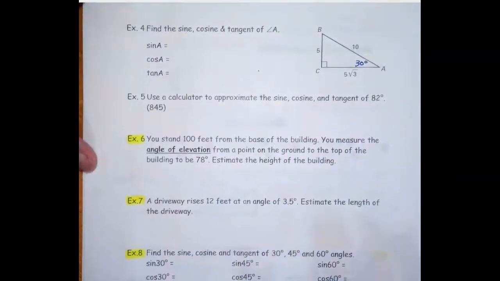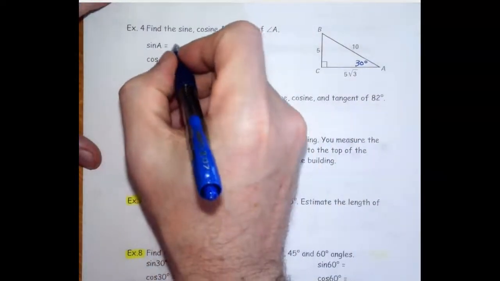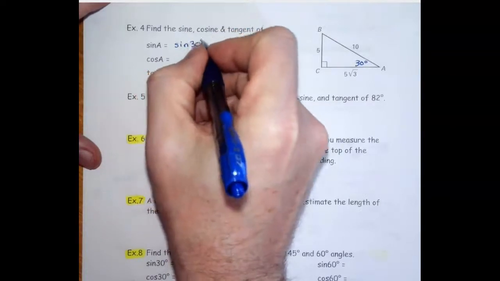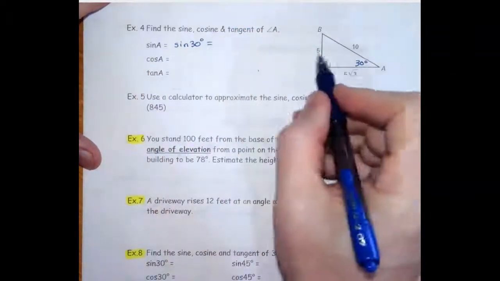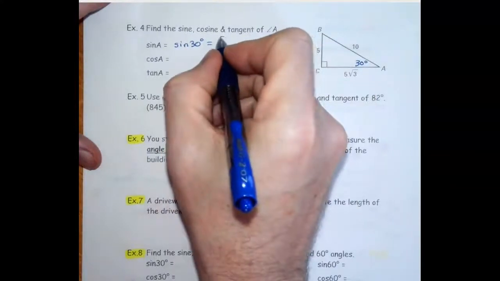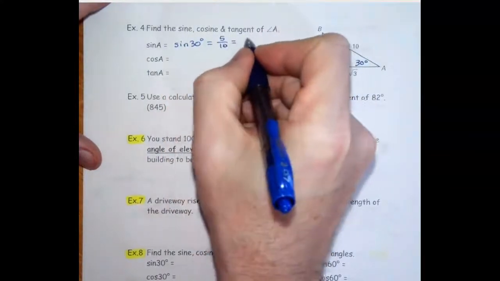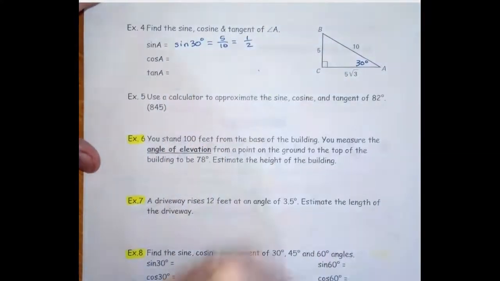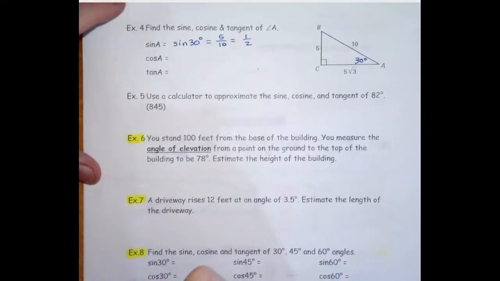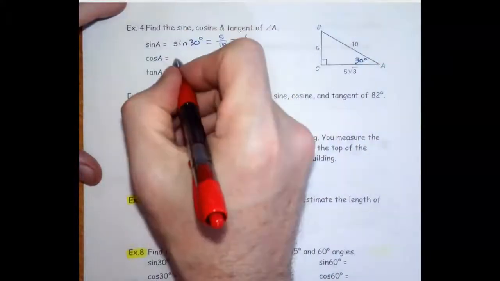So here we can look at the sine of 30 degrees, and sine is opposite over hypotenuse, so that's going to be 5 over 10. So the sine of 30 is 1 half. It's always 1 half, so we could memorize that. The sine of 30 is 1 half. And now the cosine of 30.